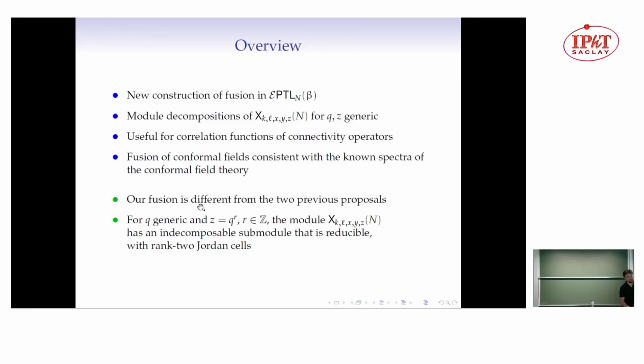And finally, like was said earlier, we also study the case where Q is generic and Z is not generic. Sometimes it's called a partially degenerate case, when Z is Q to some integer. And in this case, what we find is that the fused modules again decompose as a direct sum, and some of the indecomposable representations are reducible and have these rank 2 Jordan cells for the transfer matrix and for the braid transfer matrix. So this is quite consistent with the fact that the underlying CFT is logarithmic. So we see these Jordan cells directly.